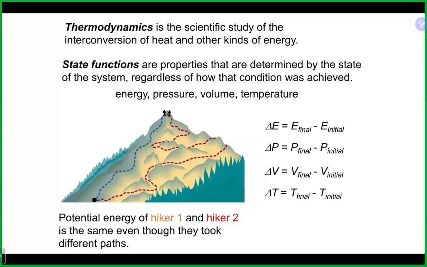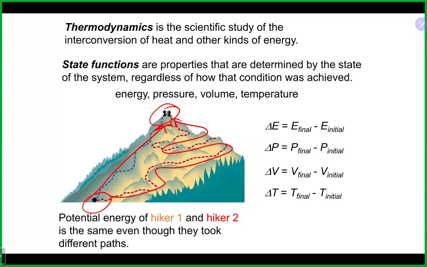As demonstrated here, energy, pressure, volume, and temperature are all state functions. If you look at the little picture here, we have two hikers. One took a more direct route up the mountain, and one took the more scenic route around the mountain. But when we look at the potential energy difference between both hikers, they both started at the same spot and ended at the same spot. We find their potential energy change by taking the difference between where they started and where they ended, and it is the same.